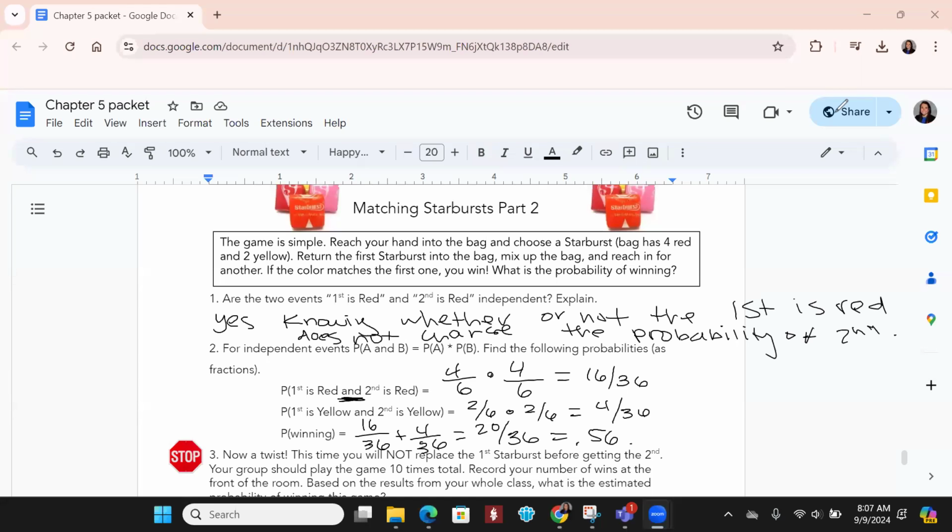Plot twist. This time you're not going to replace the first Starburst before getting the second. Your group should play 10 times. Record your number of wins at the front of the room. Based on the results from your whole class, what is the estimated probability of winning this game? So you're going to draw, and then you're not going to replace, and then draw again. Record your number of wins. Each person is going to do it 10 times.